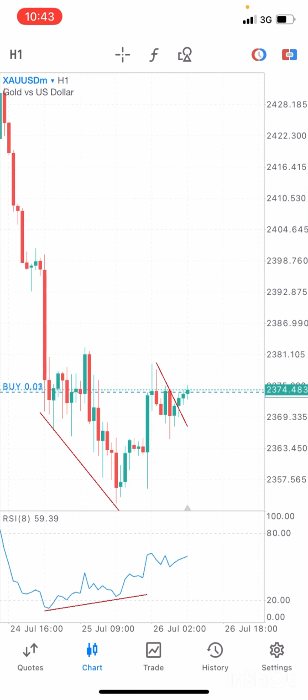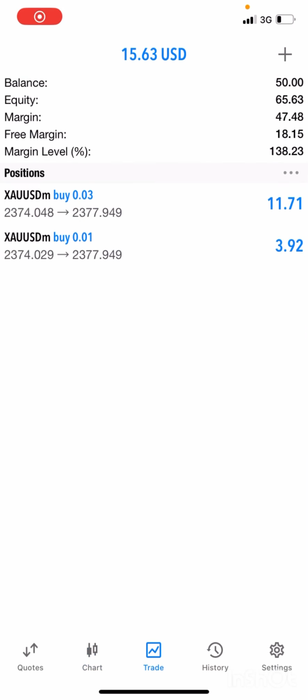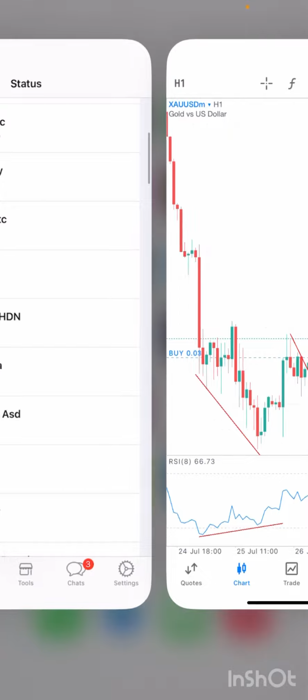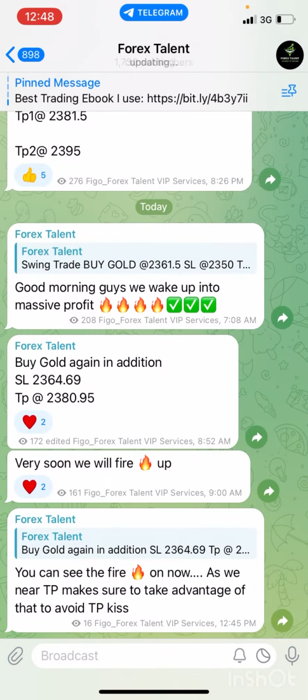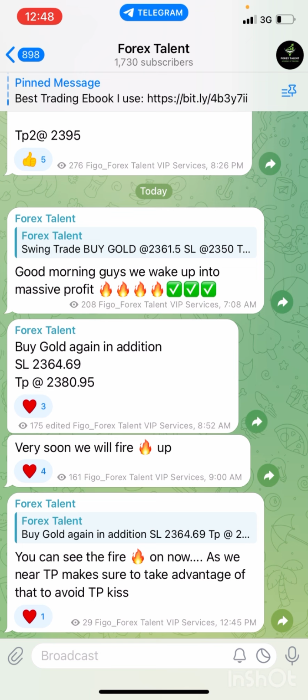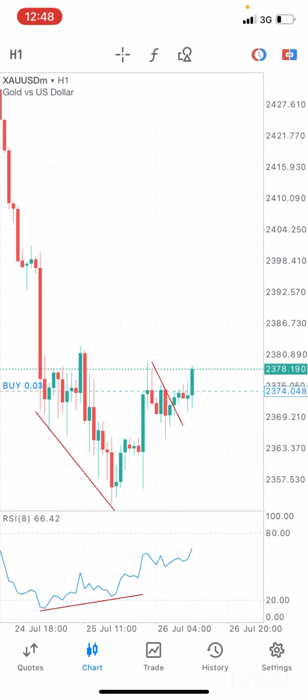I give the signal in the Telegram group as I said, so let's wait and come back to you guys. So within some minutes we move into massive profit right here. As you can see, price is still going up in our direction, so we keep moving till we hit our take profit as I gave the signal in the Telegram group. Okay, both signals are running in profit right now, so we just wait to see if our TP hits at 2380.95.